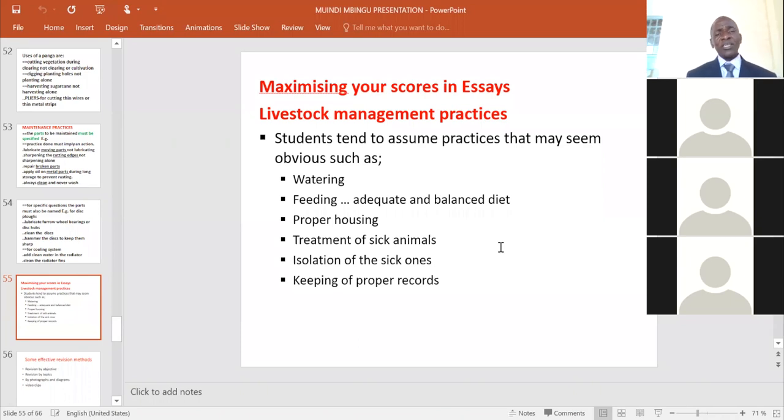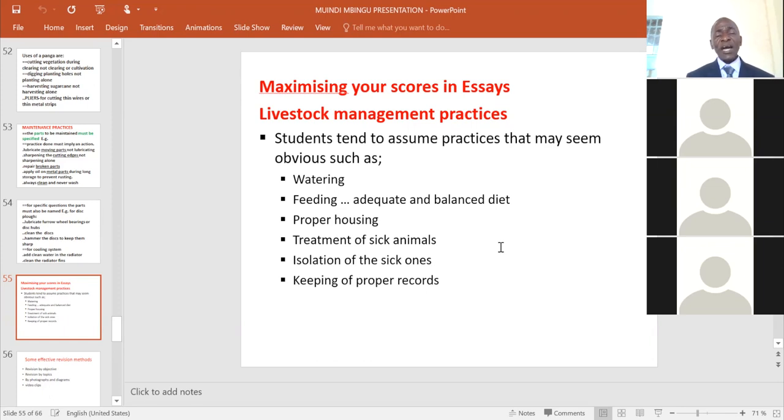Now, proper housing is also often forgotten because it appears obvious. However, take note that apart from mentioning proper housing as a marking point, you can get more marks by qualifying it. Mention 1 or 2 features of a properly constructed livestock housing. For example, leak-proof roof, well ventilated, well lit, warm and dry floor. Just mention any 2 features of a proper housing.